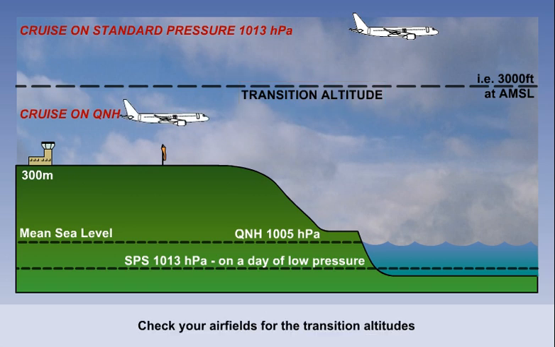However, the transition altitude is not always 3,000 feet on QNH. For example, within the London TMA, it is 6,000 feet. In some countries, the elevation of the airfields can be greater than 3,000 feet. In this case, the transition altitude is usually a set height above ground level. Always be sure to check the transition altitude at unfamiliar airfields.